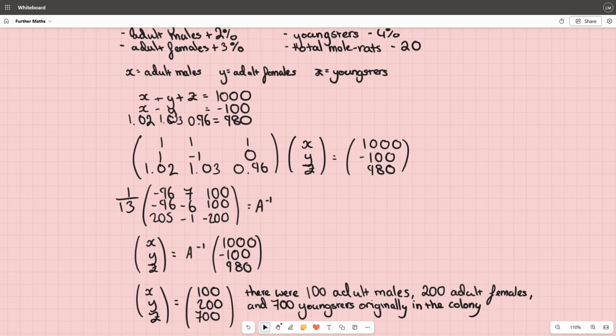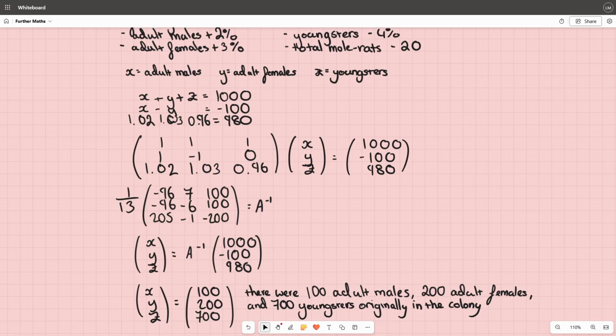So I've already solved this question for time, and I just want to explain to you how I did it. So I let x equal the number of adult males, y equal the number of adult females, and z equal the number of youngsters. And I made 3 simultaneous equations with those letters. So we know originally we had 1,000 mole rats, so x plus y plus z is equal to 1,000. We know that there were 100 more females than males, both adult, so x minus y is equal to minus 100.